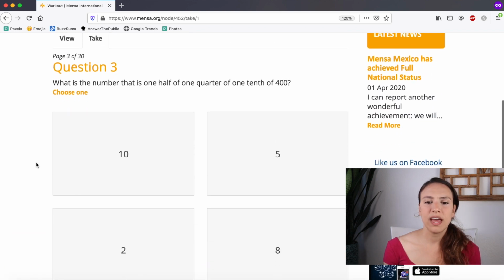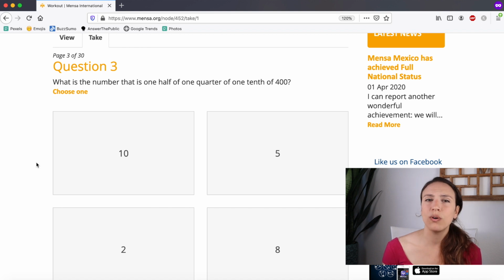What is a number that is 1/2 of 1/4 of 1/10 of 400? So this is another one that, with a little bit of math practice, is not that hard to do. When you're dealing with fractions and percents like this, you just want to multiply them all. And because it's multiplication, order doesn't matter.